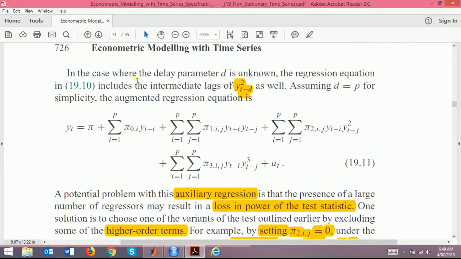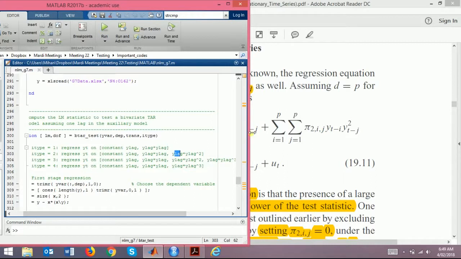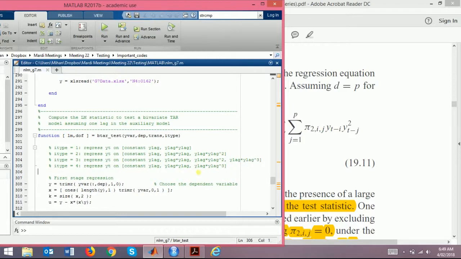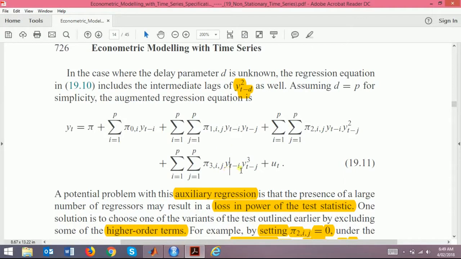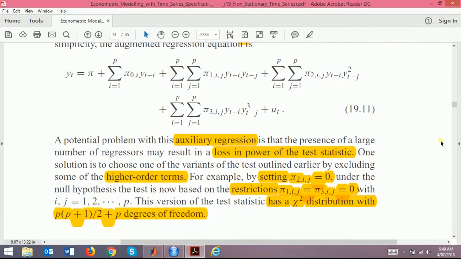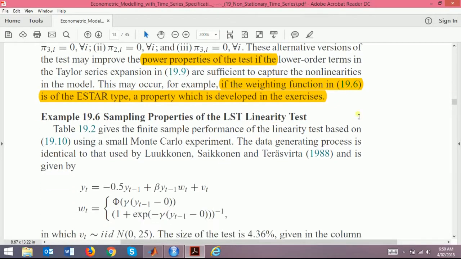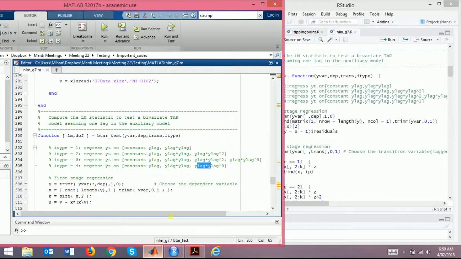So this is something we studied on page 726. You remember the augmented regression equation? See how the lags proceed, yt square, yt cube, but at the end they converge. So y square, right? Now you don't have the square, you just have the cube. So here is the same thing, square, right? Then I-type 3, cube is created. Then you take the cube only. In the third parameter you take the cube. So this is the augmented regression equation, the auxiliary regression that we need when we are doing the LM test, the linearity test. So that is for the linearity test.